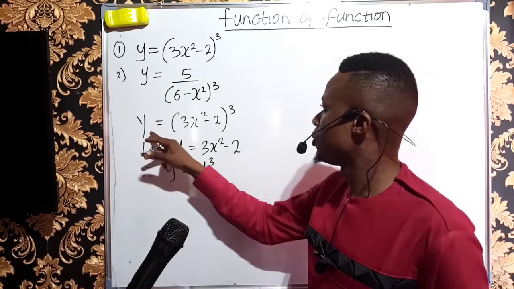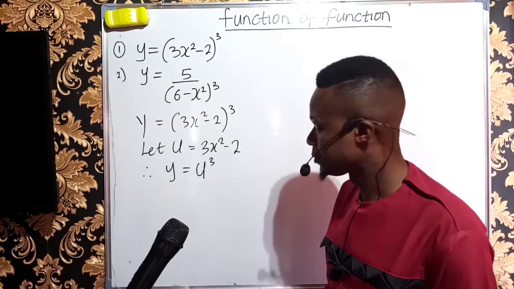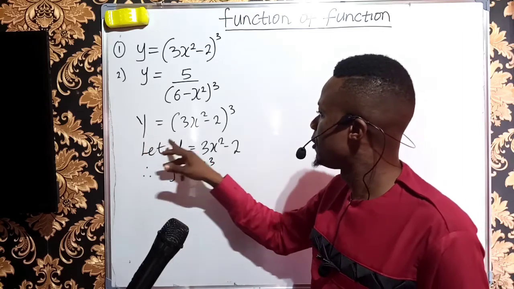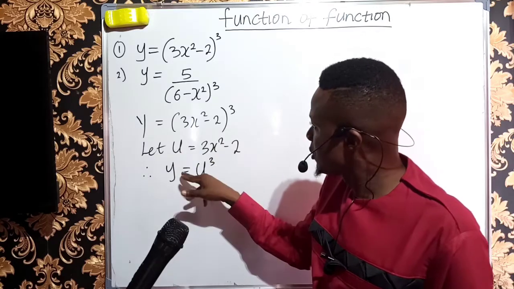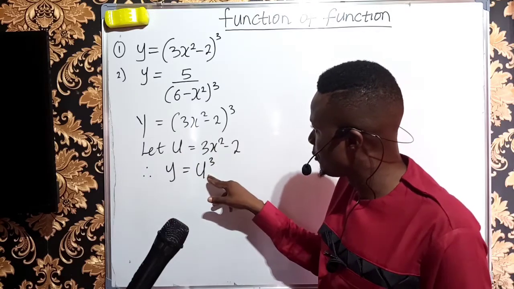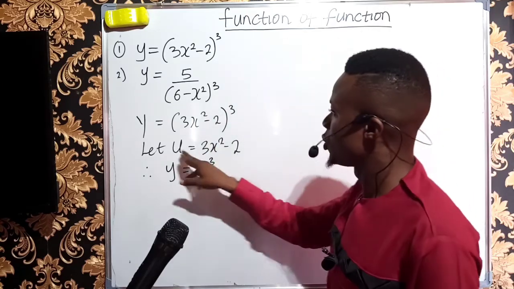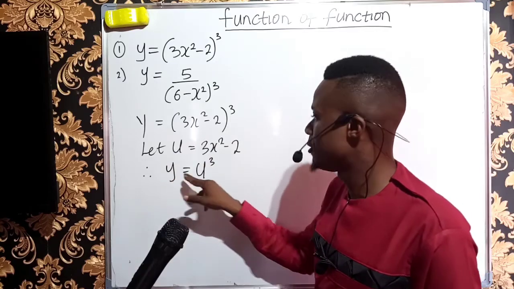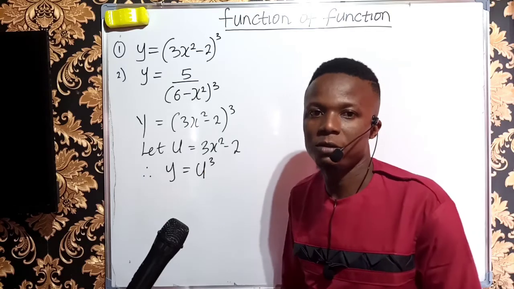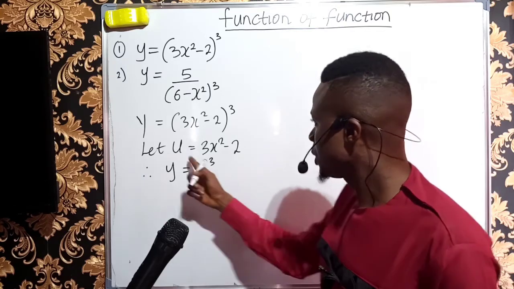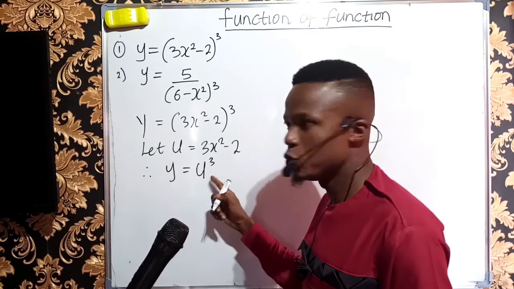You can now see that y is a function of x, and u is also a function of x. But you can now see that y is now a function of u, which is a function of what? x. That is, y is a function of a function. So u is a function of x and y is a function of u, which implies that y is a function of something that is still a function of another thing. So let us find the two derivatives, du/dx and dy/du.